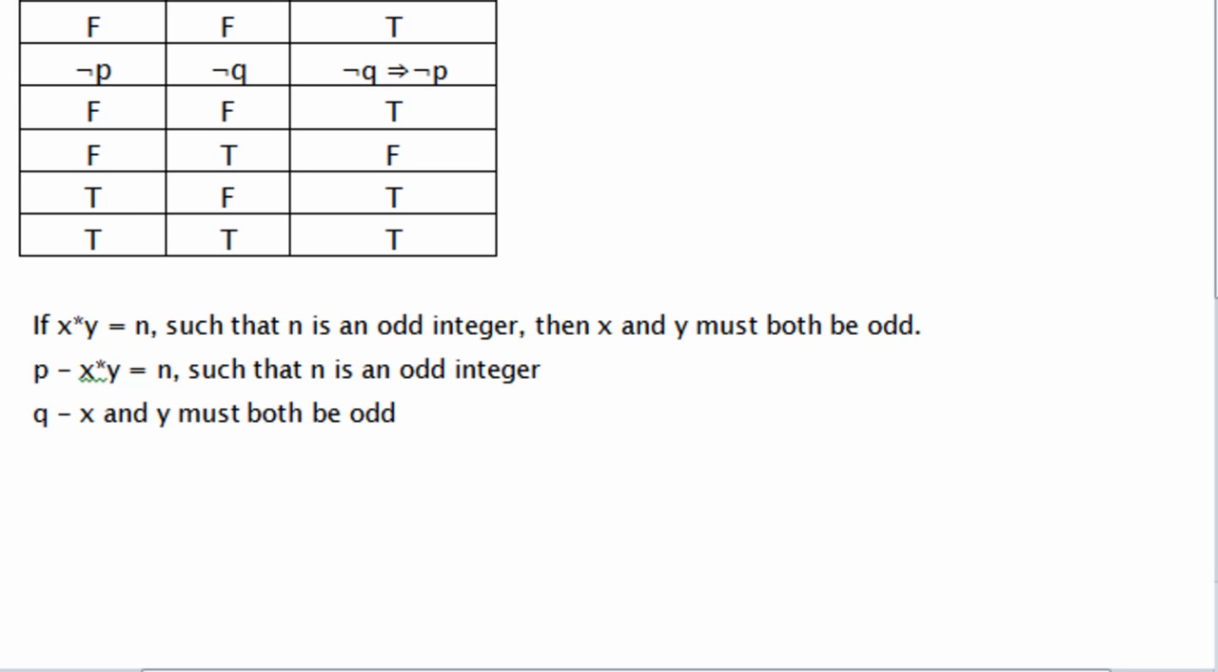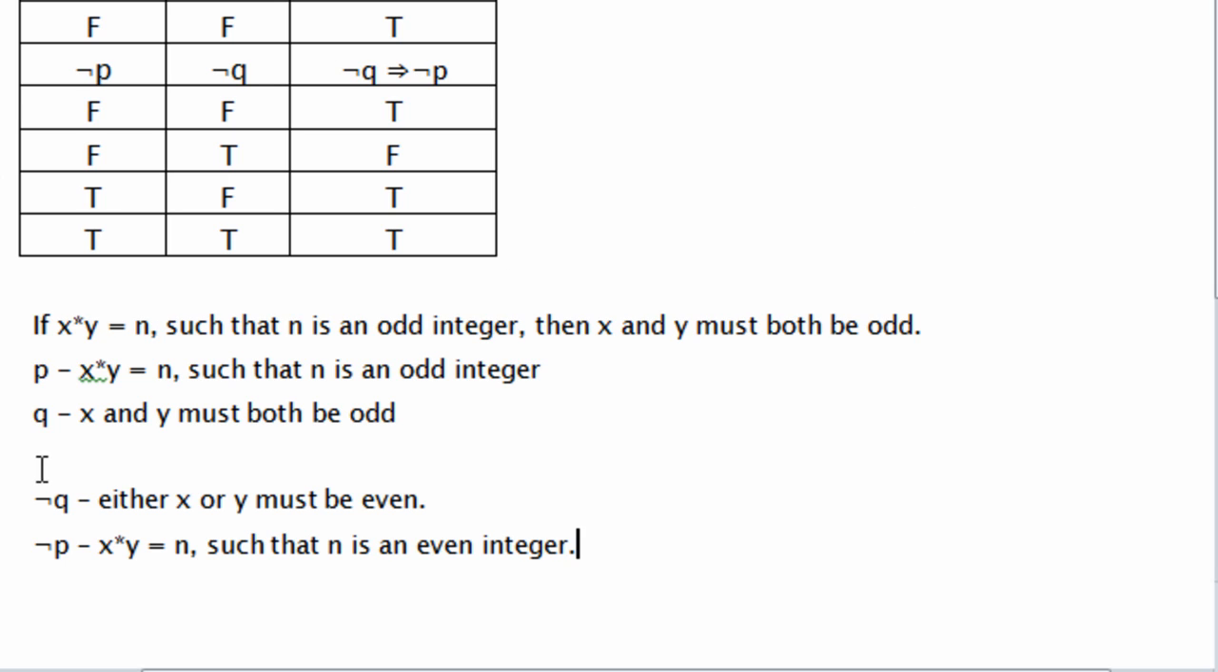So to do a proof by contraposition, we can start by looking at our not Q and not P. So not Q is the opposite of x and y must both be odd, which is either x or y must be even. Alright, it could be one or both of them. But as long as one of them is even, then it's the opposite of Q. And not P would be the opposite of that first statement, which is simply x times y equals n, such that n is an even integer.